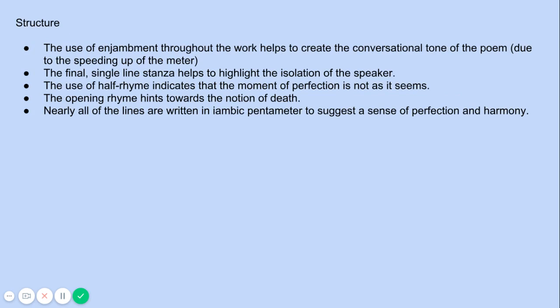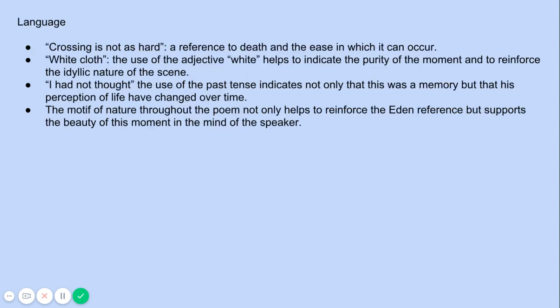If we're to explore structure, the use of enjambment throughout the work helps to create the conversational tone of the poem due to the speeding up of the meter. The final single line stanza helps to highlight the isolation of the speaker. The use of half rhyme indicates that the moment of perfection is not as it seems. The opening rhyme hints towards the notion of death. Nearly all the lines are written in iambic pentameter to suggest a sense of perfection and harmony.